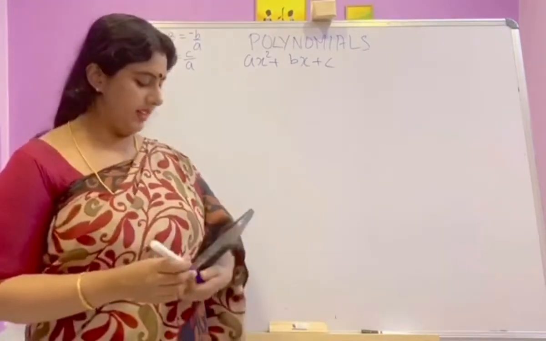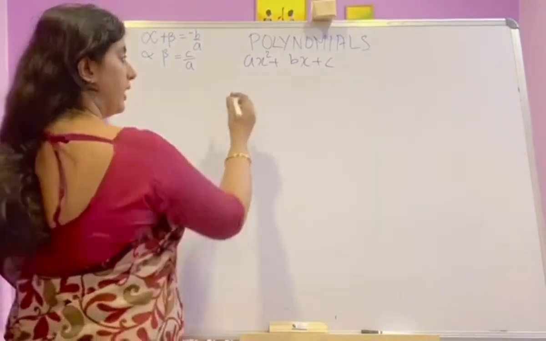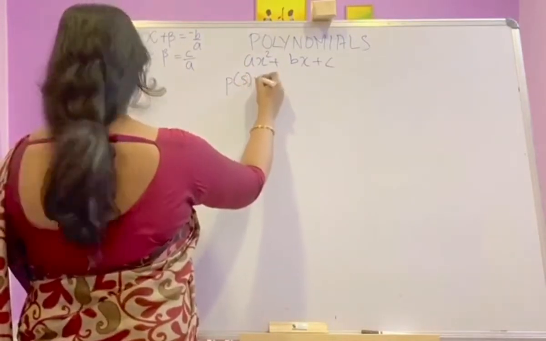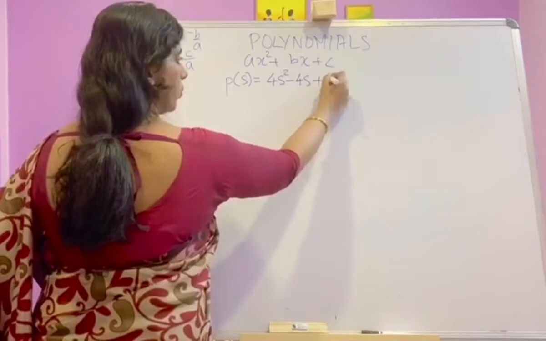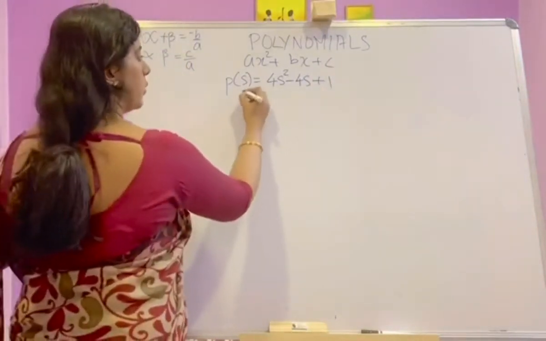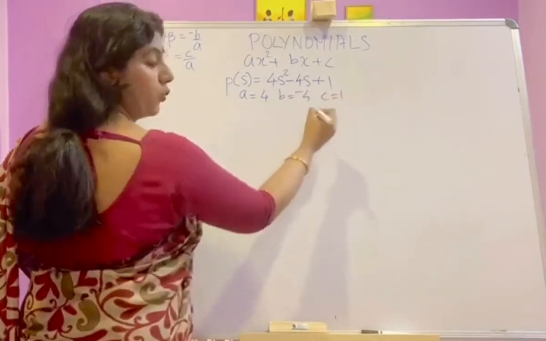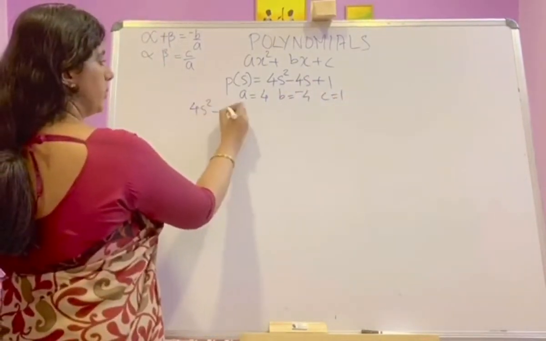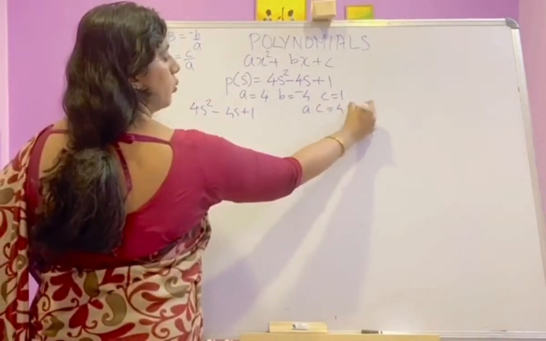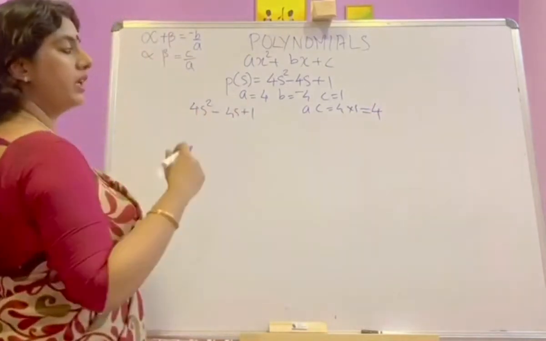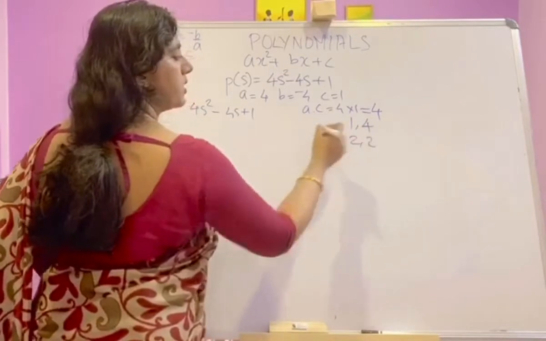The next polynomial is in the variable s. So we can write p of s is equal to 4s square minus 4s plus 1. Now here, first you write a is equal to 4, b is equal to negative 4, and c is equal to 1. Now write it down once more. Now find a into c, that is, 4 into 1 is equal to 4. Now find the factors of 4, that is, 1 into 4 is 4 and 2 into 2 is 4.